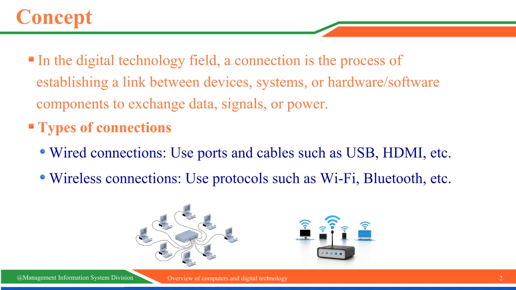Wireless connections use electromagnetic waves and communication protocols. Examples include Wi-Fi, which allows internet access without cables; Bluetooth, which connects wireless headphones, speakers, keyboards, or mice; NFC, near-field communication, used in electronic payments via cards or phones. Advantages: flexible and convenient. Disadvantages: susceptible to interference, generally slower than wired connections.